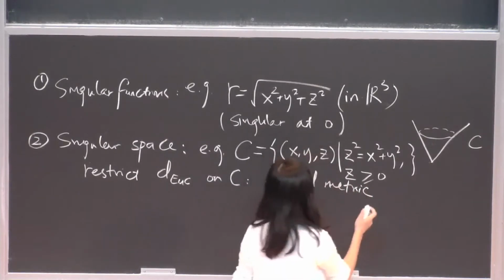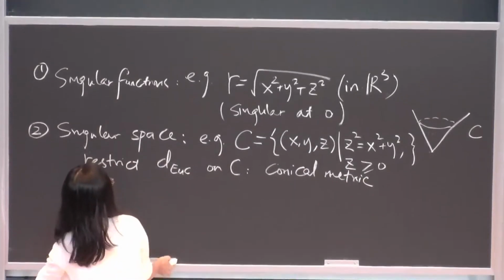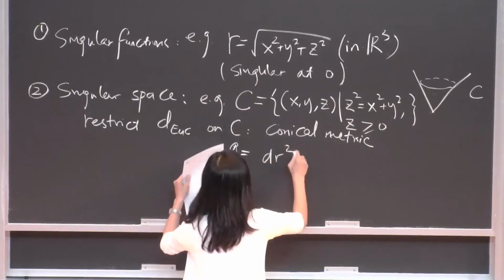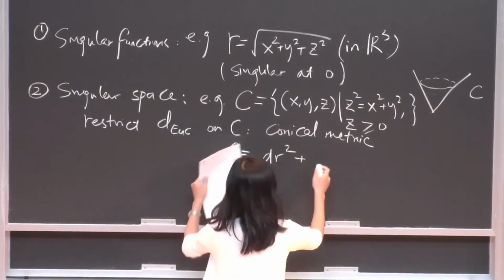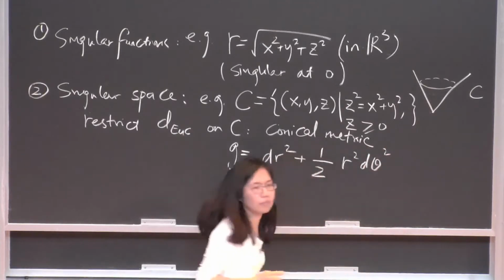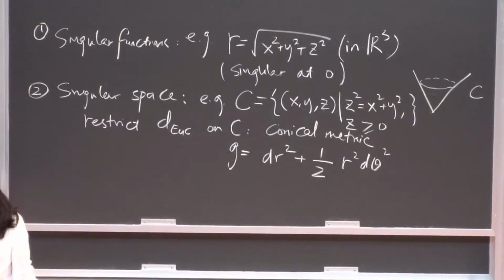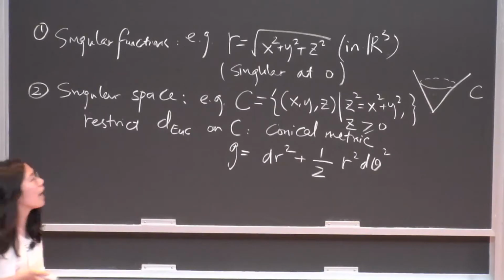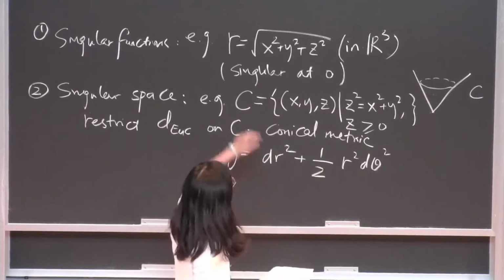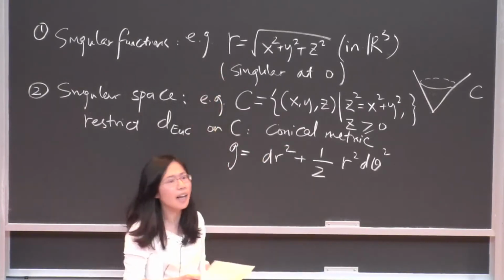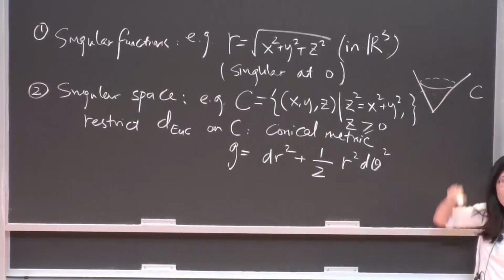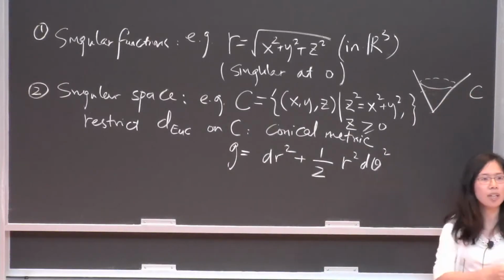And in particular, you can write it as G equals dr squared plus 1 over a half r squared d zeta squared. Okay, so basically if you compute dx squared plus dy squared plus dz squared and use the correct coordinates, meaning using this r here, and theta is just this angular variable here, then you'll see that this gives you the formula.